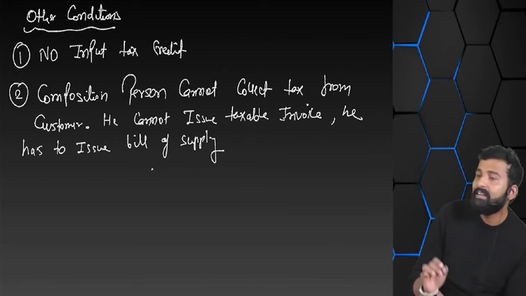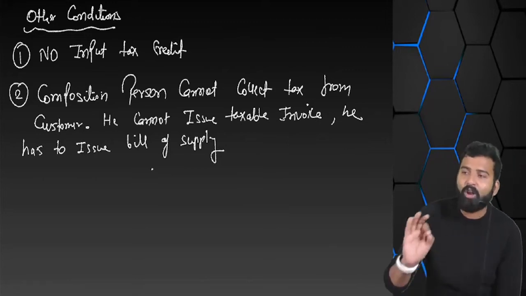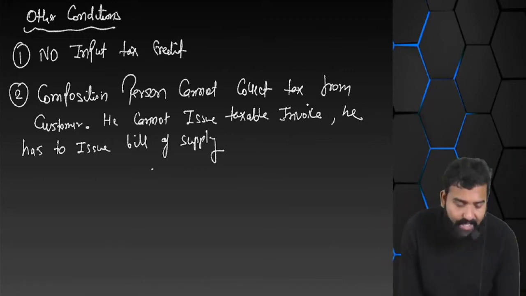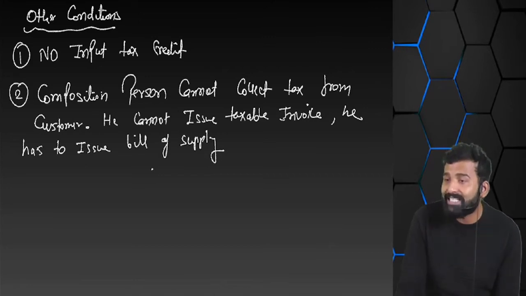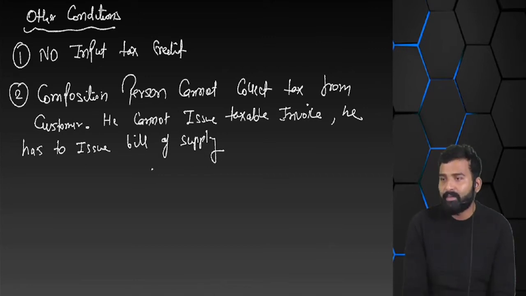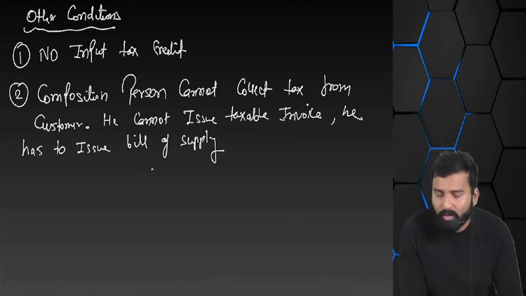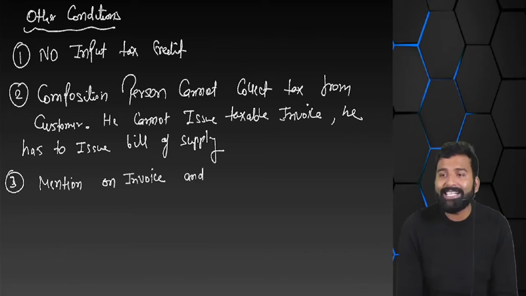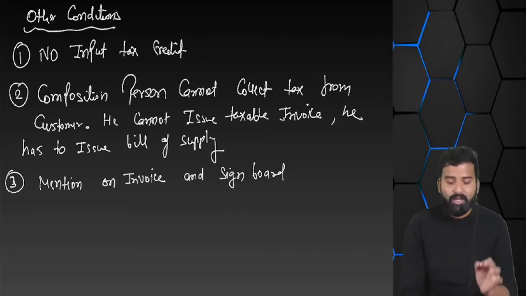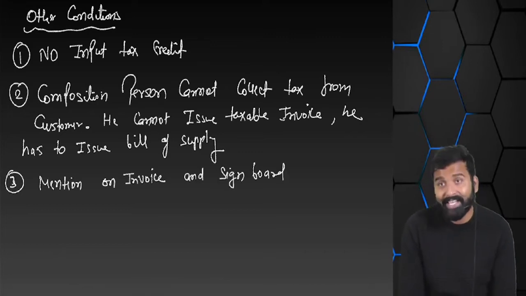The point is, a person who is a consumer will always prefer to buy from a composition dealer. But a person who also wants credit will not buy from the composition dealer, because a composition dealer cannot charge tax separately. Okay. Now, the third condition is that he has to mention in his invoice as well as on his signboard that he is a composition dealer. It is also very interesting. Why is it interesting? Because he has to mention in his invoice and signboard that he is a composition dealer.